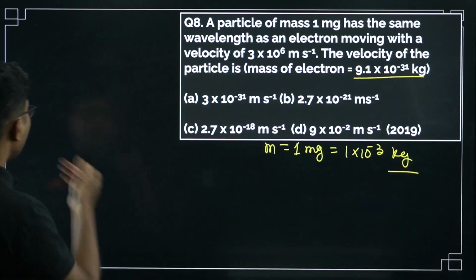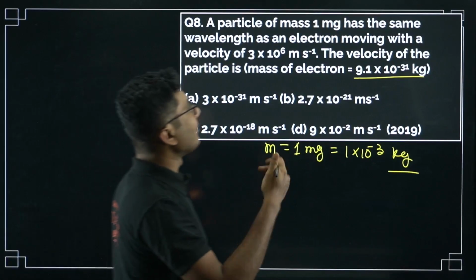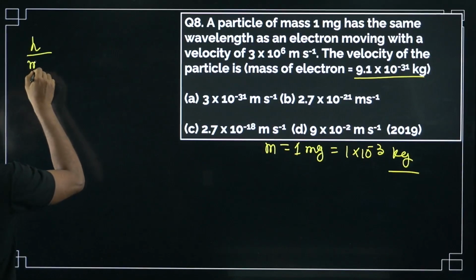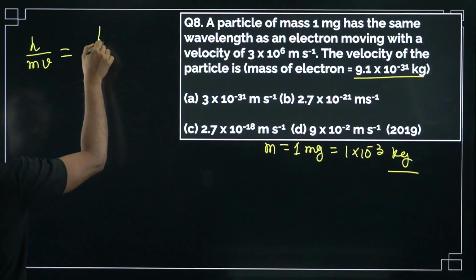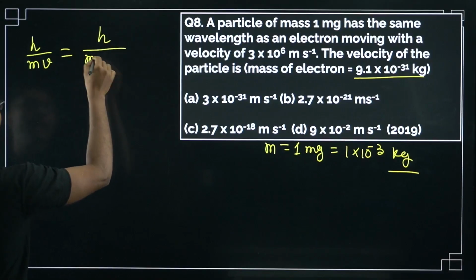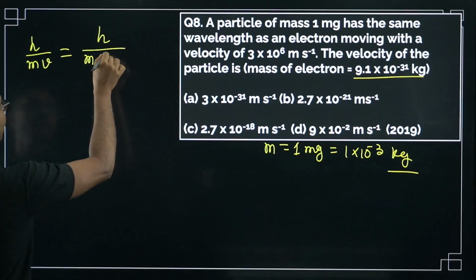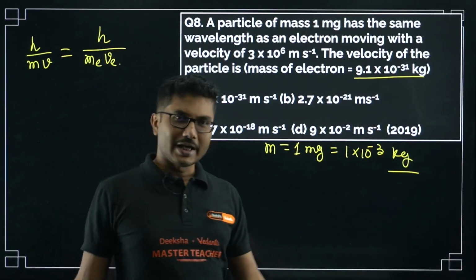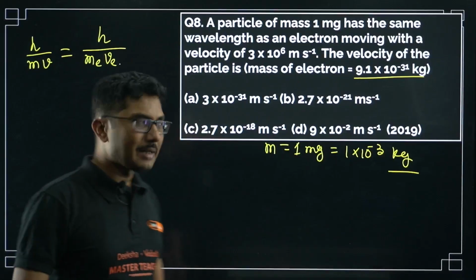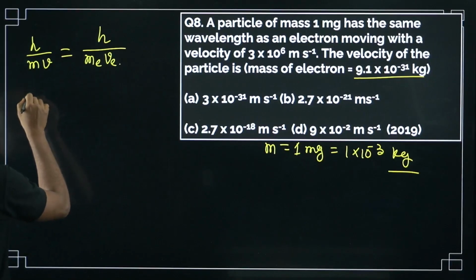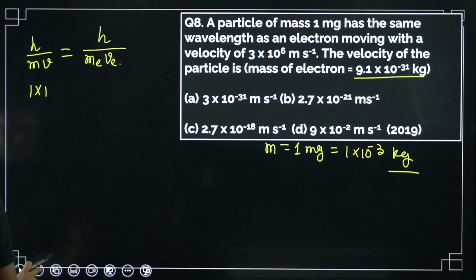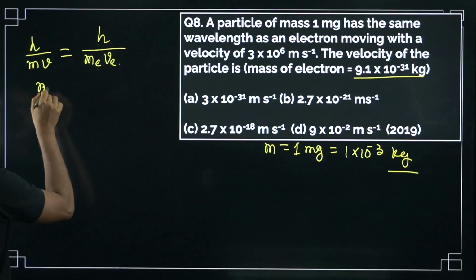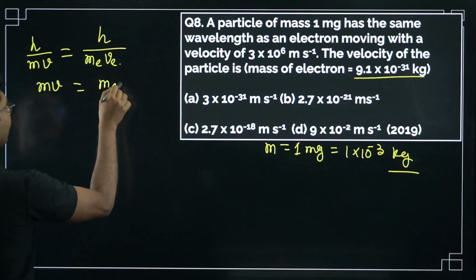Milligram. Now they have the same wavelength, that means h by mv equals h by m of electron, velocity of electron. Basically they have the same momentum. If they have the same wavelength, that means they have the same momentum. So mass of the particle is 1 into... I am just keeping one line, maybe you were thinking how I am writing this. So mv equals m_e v_e, right?